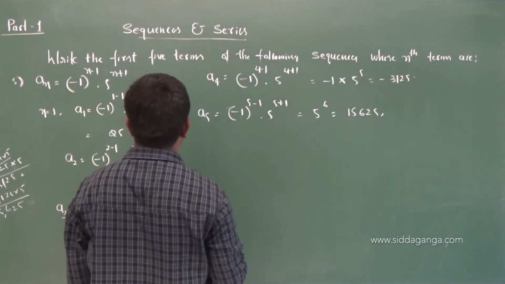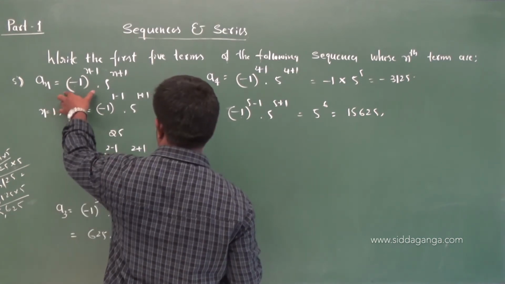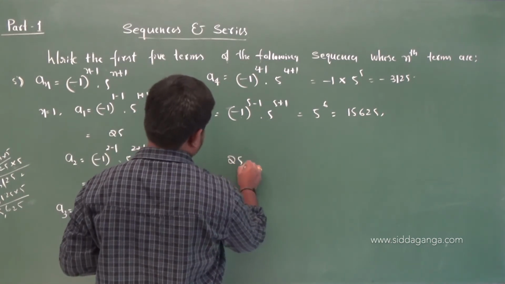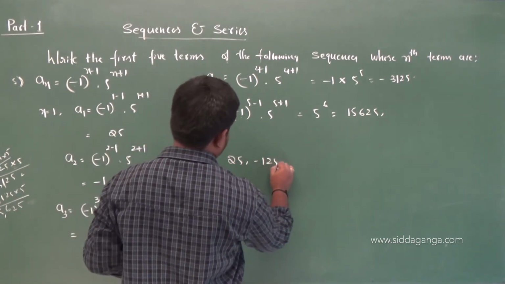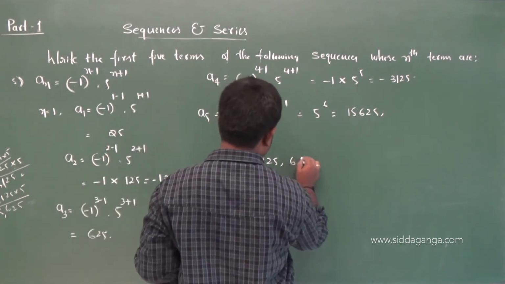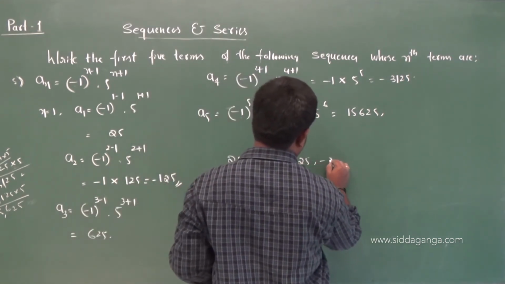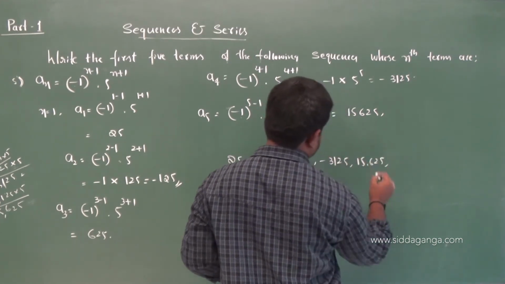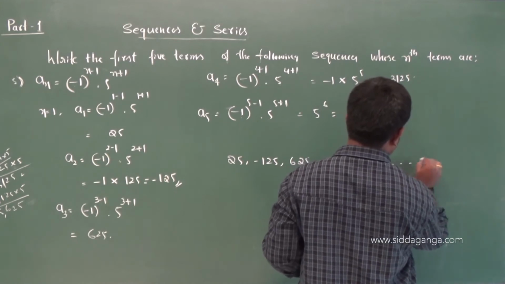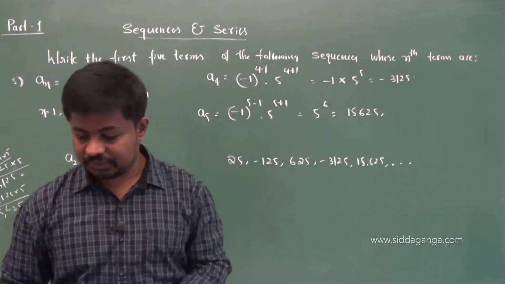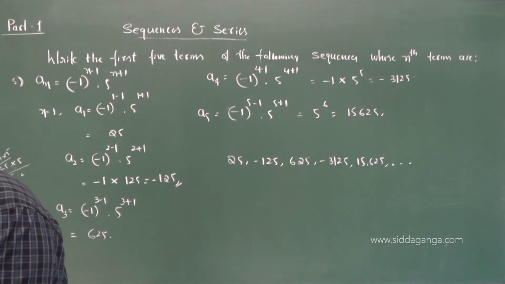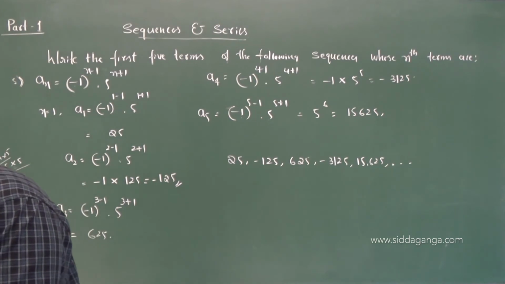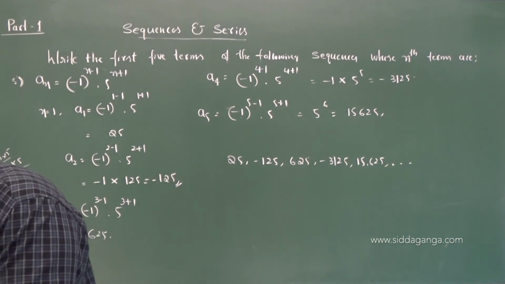Hence, your sequence is given by a sequence whose nth term is minus 1 power of n minus 1 into 5 power of n plus 1. The first term is 25, second term is minus 125, third term is 625, the fourth is minus 3125, and the fifth term is 15,625, and so on. Okay. So this is our required sequence whose nth term is minus 1 power of n minus 1 into 5 power of n plus 1.